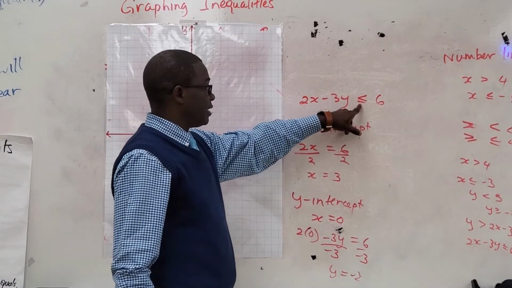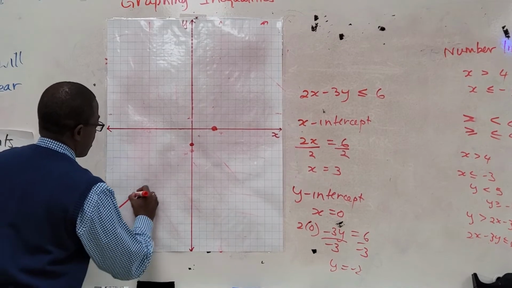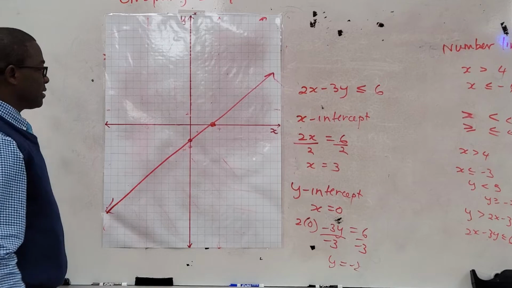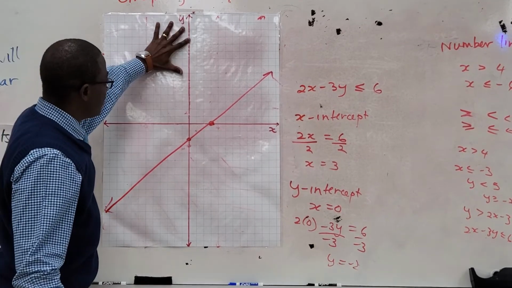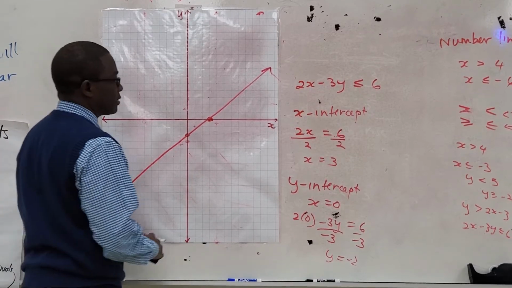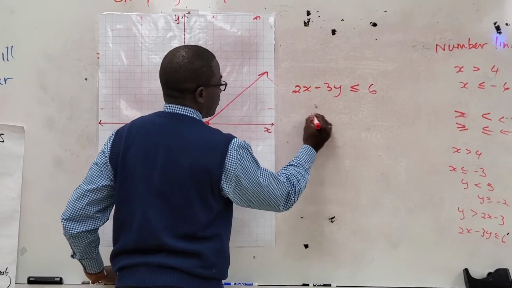Because it's less than or equal to, I'm going to draw a solid line. So I'm going to draw a solid line through my two intercepts like that. And then the last thing I want to do is, do I shade this side of the line or do I shade down here? I'm going to go test the point. So I'm going to plug in 0, 0 again. So I'm going to test 0, 0.